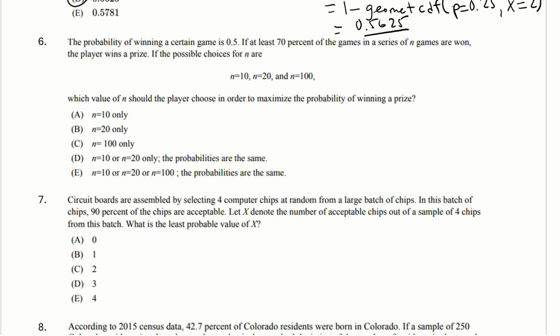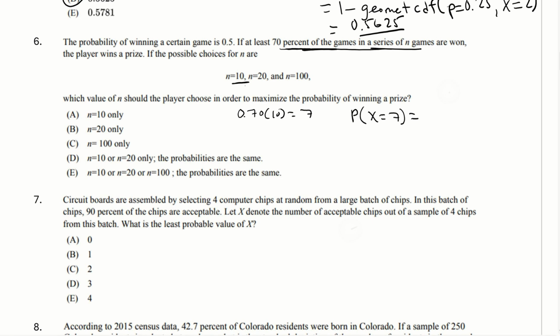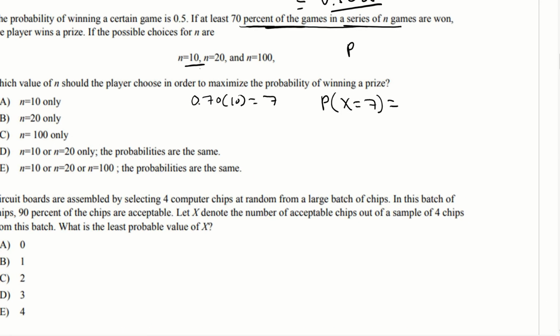Okay, so what we're going to do is, they said you want 70% of the games to be won, right? So if we have 10 games, then 70% of 10 is 7, right? So we want 7 games to be won. Okay, so then the probability of x equals 7, and we're going to use the binomial formula so you can calculate it. So the binomial formula is n choose x times p raised to the x times 1 minus p to the n minus x.